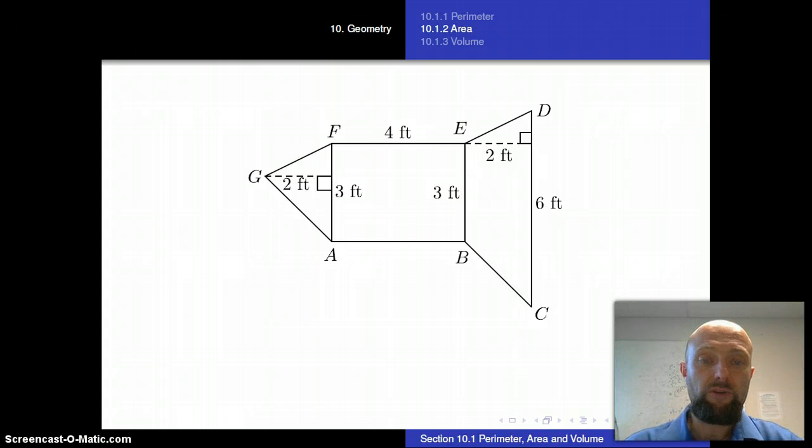In order to find the area of triangle AFG, we need to know the base and the height. We can choose the base to be AF, which is 3 feet, and the height is then 2 feet. For a rectangle ABEF, we can choose the length to be 4 feet and the width to be 3 feet. For the trapezoid EBCD, we have that the bases are 3 feet and 6 feet and the height is 2 feet.